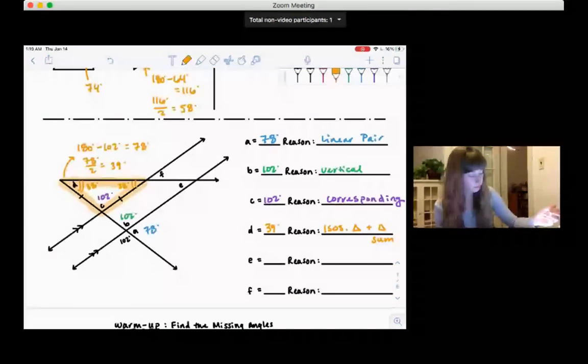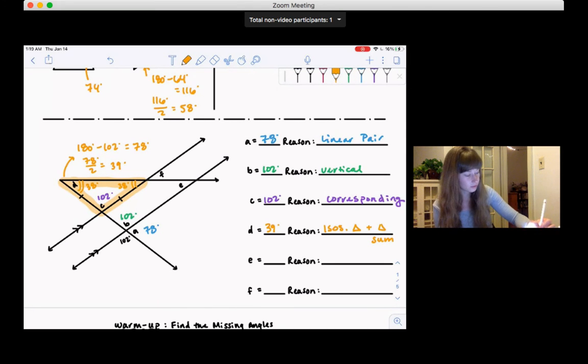So now let's see if we can find angle E. Angle E and this angle, those are corresponding. So we could find angle E by corresponding angles to be, or excuse me, this should be 39. What am I doing? I wrote it right over there. Okay, so then E would be 39 degrees by corresponding angles.